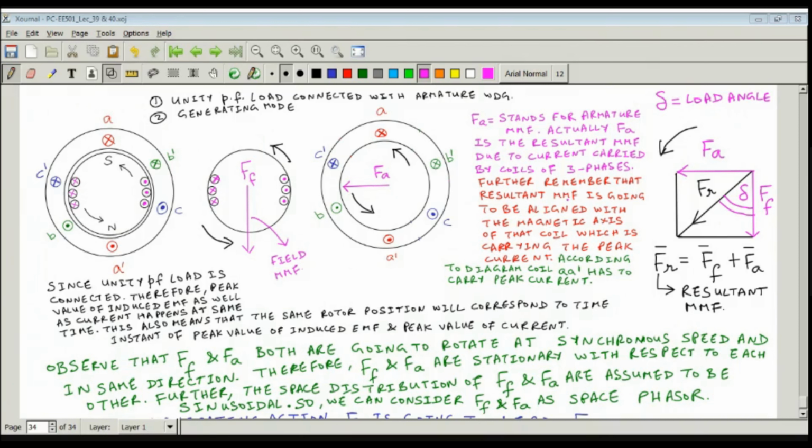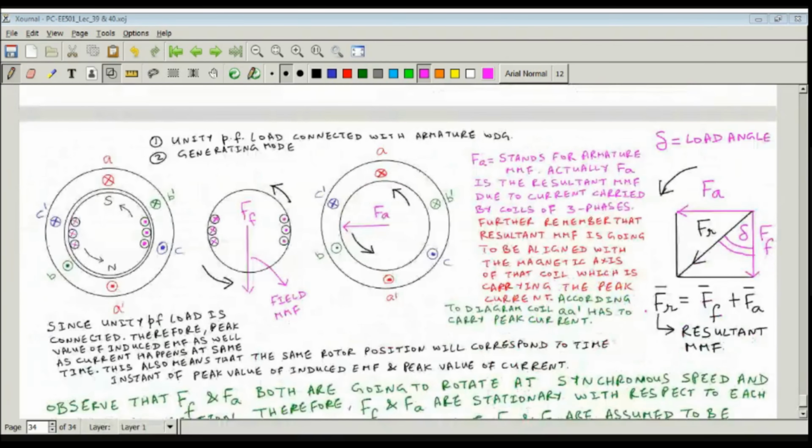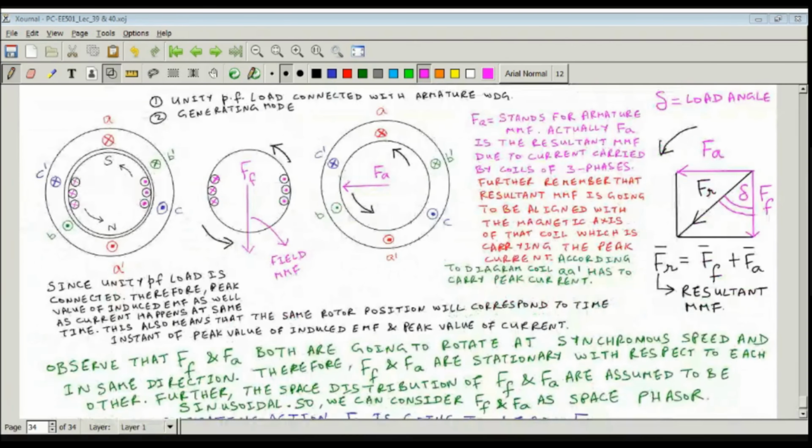I stop over here for today, but in my next class, which I will take tomorrow, I will let you know in the Google Classroom. I will take up the generalized phasor diagram for a round rotor alternator. If you have any questions, you can ask me.